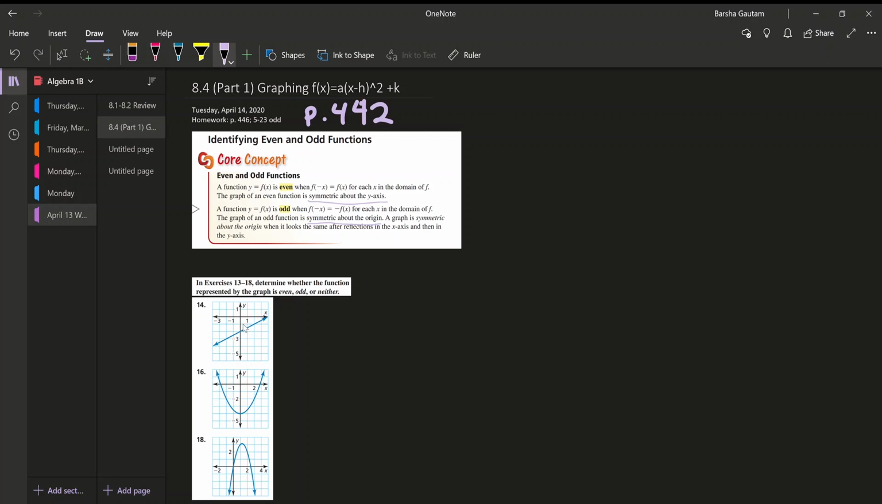Number 14. If we reflect it on the y-axis, it would look something like that. However, that is not symmetric. It's not symmetric about the y-axis, and it's not symmetric about the origin either. It would have to be right over here if we could possibly make it symmetric. It does not go through the origin. So in this case, this one is neither. It's not symmetric about the y-axis, and it's not symmetric about the origin either.